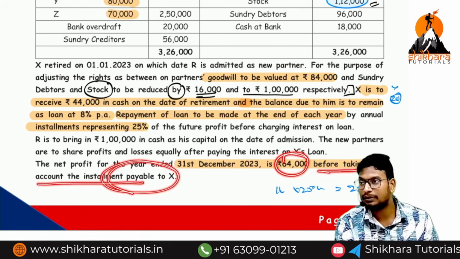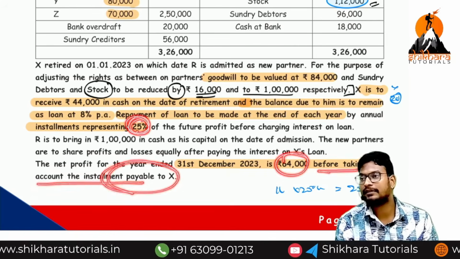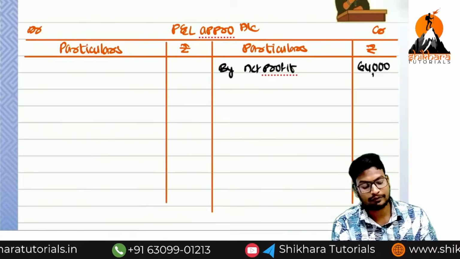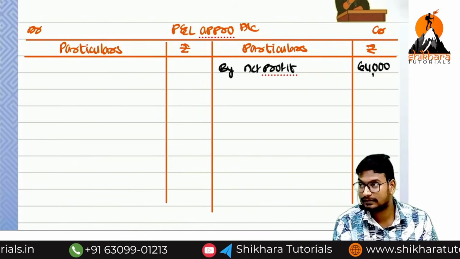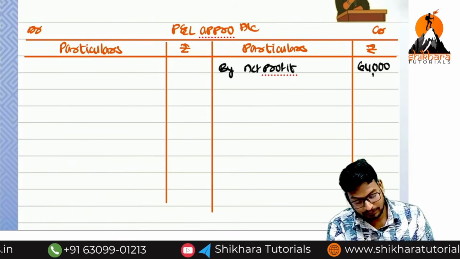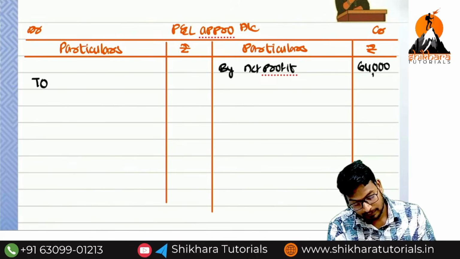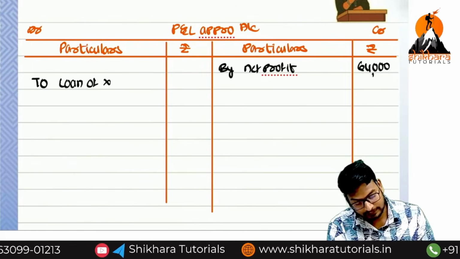Installments payable to X. How much installment do we need to pay? 25% every year end. Are you getting the point? So if we need to pay, the profit will increase or decrease? The profit will decrease. Are you getting the point? Okay. To loan account. To loan of X. How much?